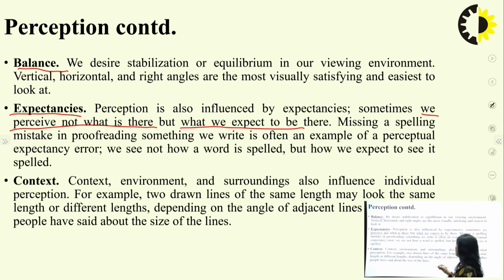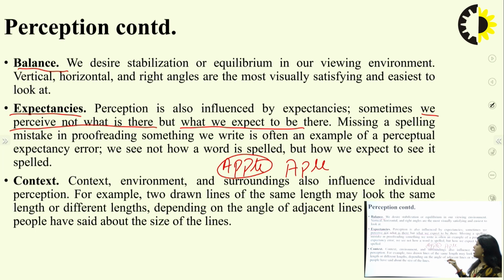For example, the word is apple, but we write the spelling of apple incorrectly. We know the difference between the two words, that this is the right spelling and this is the wrong spelling. We perceive that this is the wrong word, but we expected that this word is apple. This is an example of expectancies.